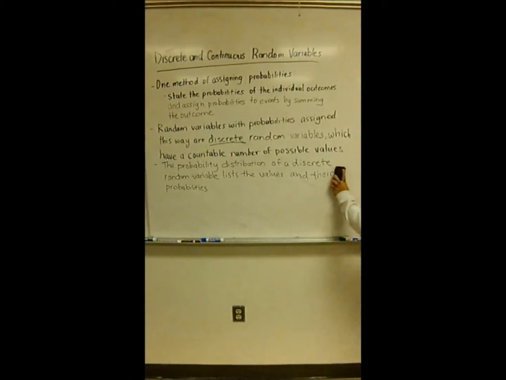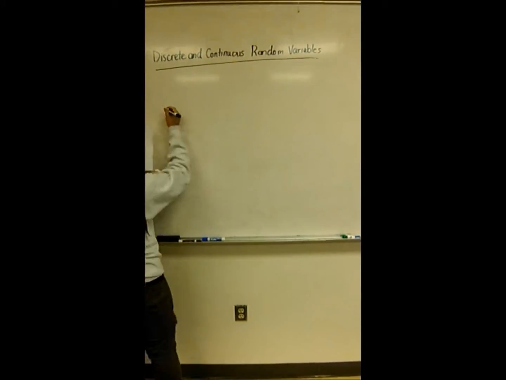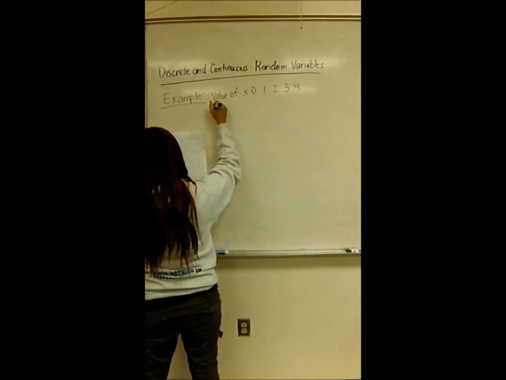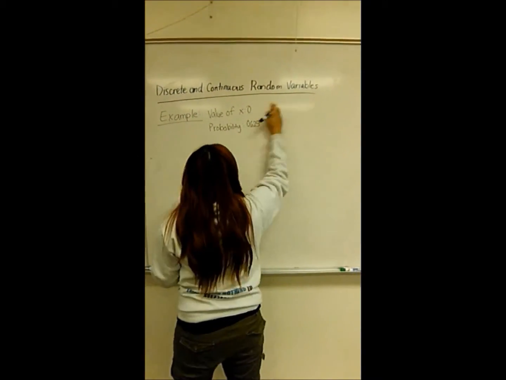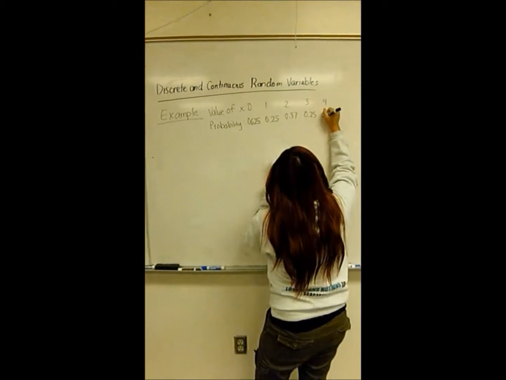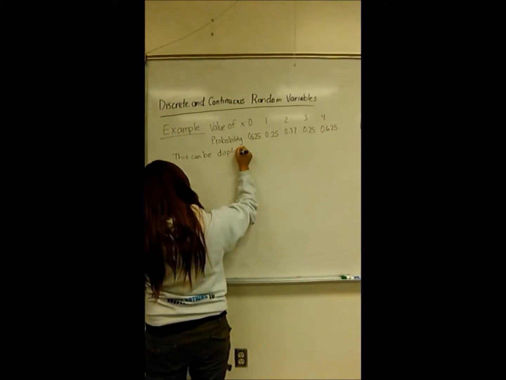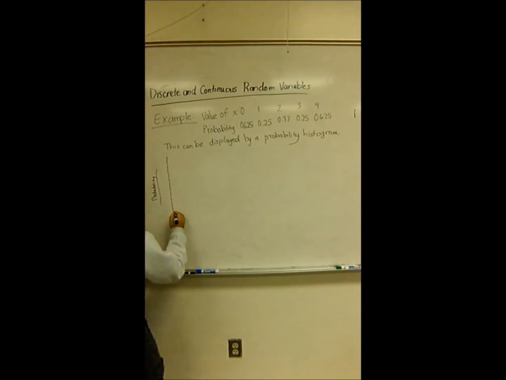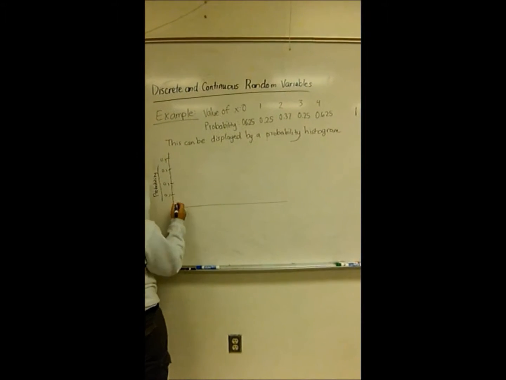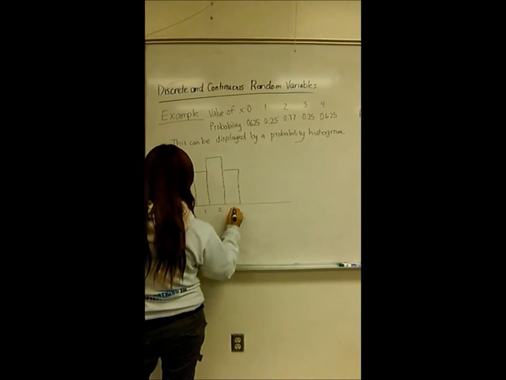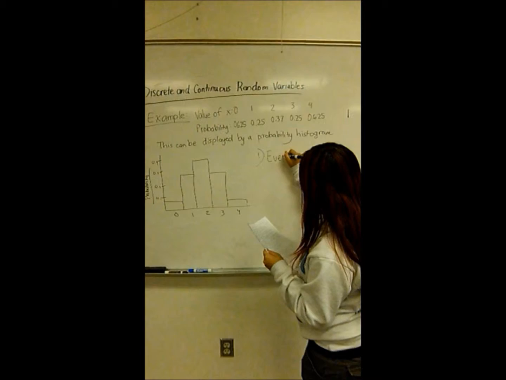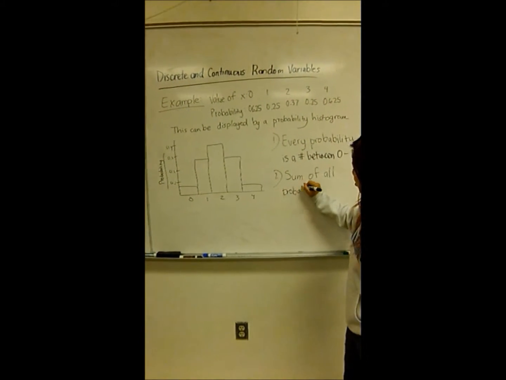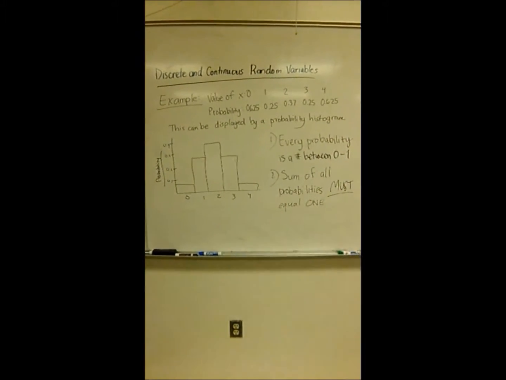An example of this is if we were to give a value for x, which can be 0, 1, 2, 3, and 4 in this instance. Their probabilities would be 0 with 0.0625, 1 with 0.25, 2 with 0.37, 3 with 0.25, and 4 with 0.0625, as the following probability histogram shows. Now, something to remember: every probability is a number between 0 and 1. The sum of all probabilities must equal 1.